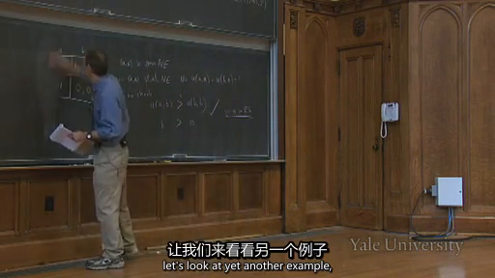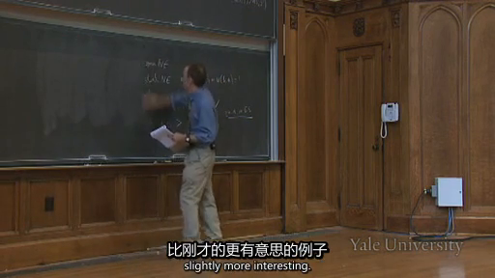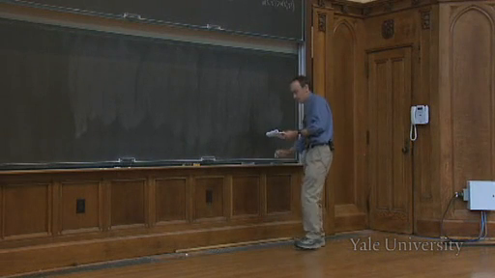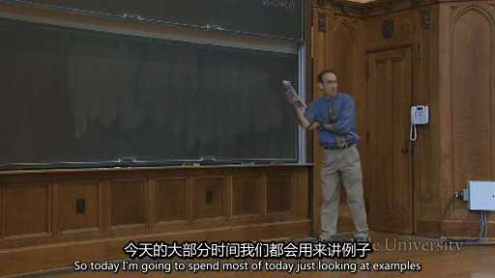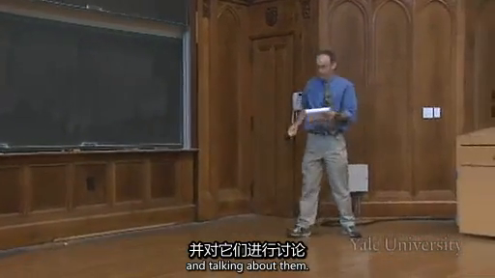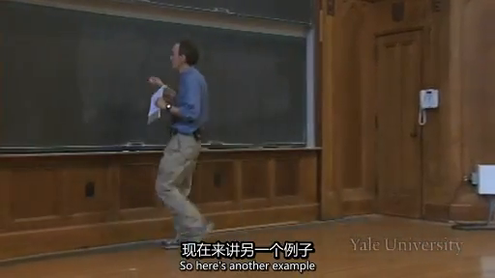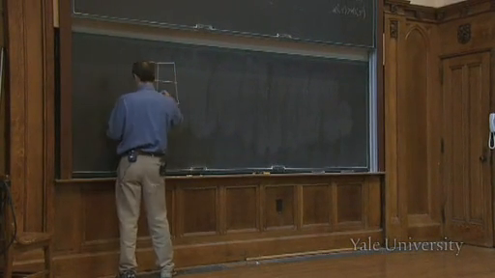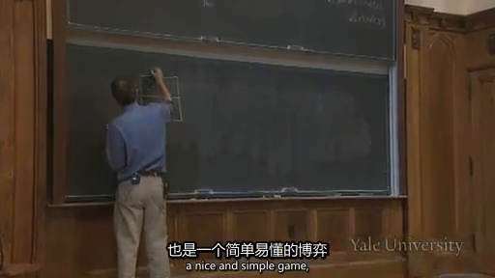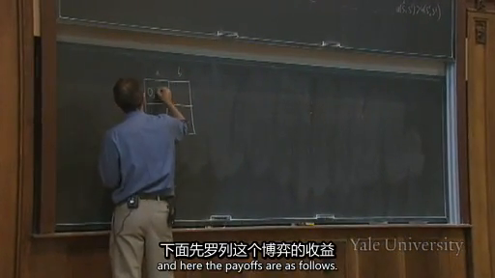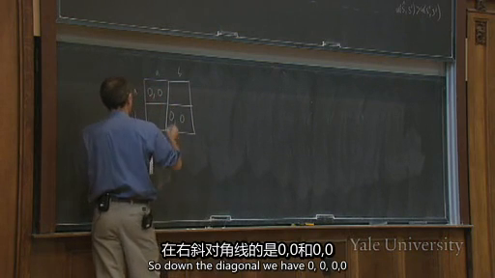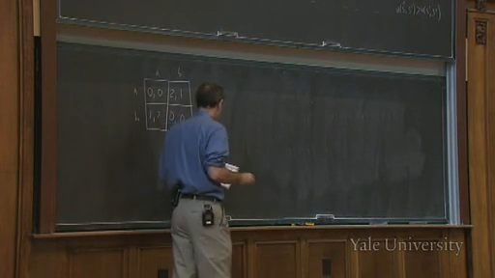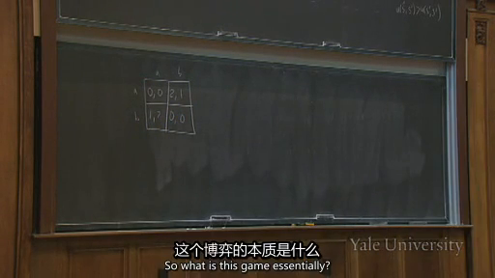Let's look at yet another example, slightly more interesting. Today I'm going to spend most of the time just looking at examples and talking about them. So here's another example of a game we might imagine. Once again, it's a 2-by-2 game, nice and simple. Here the payoffs are as follows. Down the diagonal, we have 0, 0, 0, 0, and off the diagonal, we have 2, 1, and 1, 2. So what is this game, essentially?